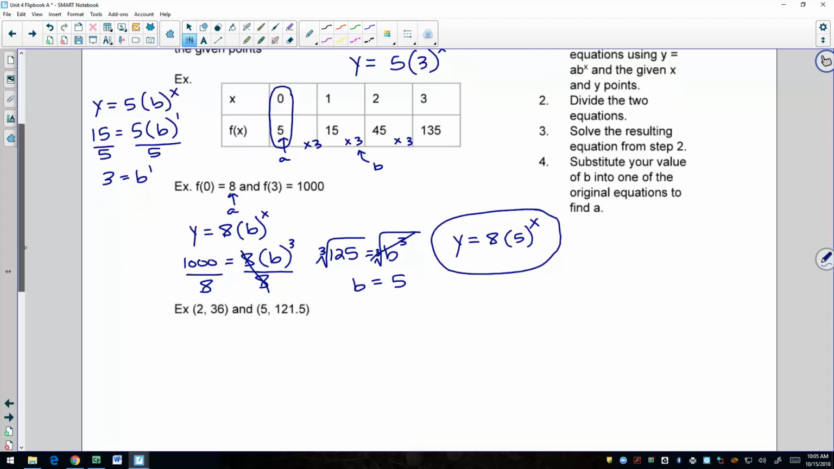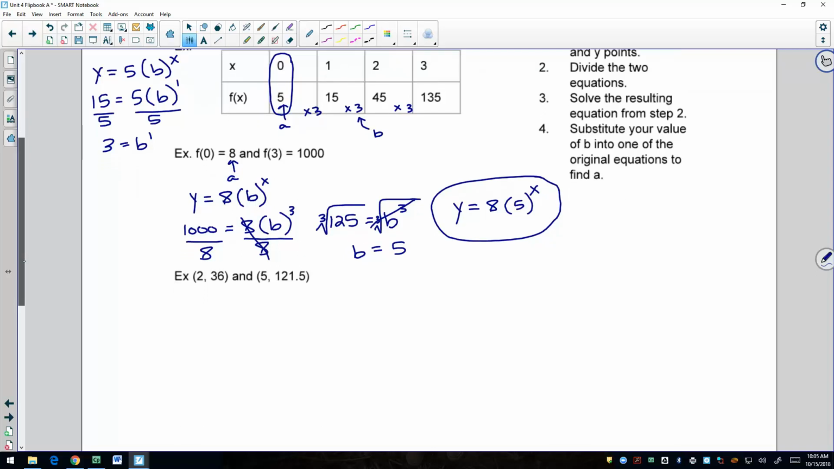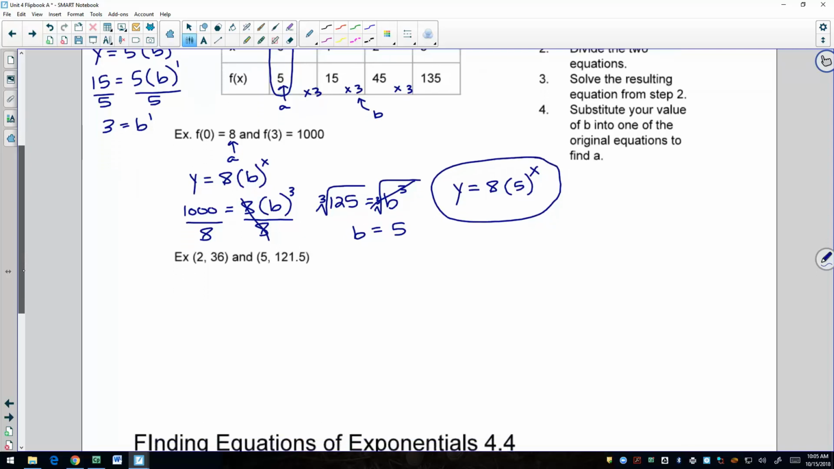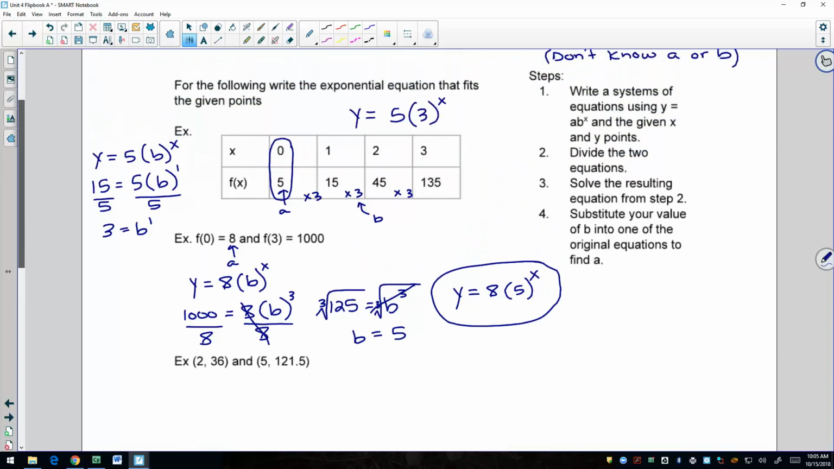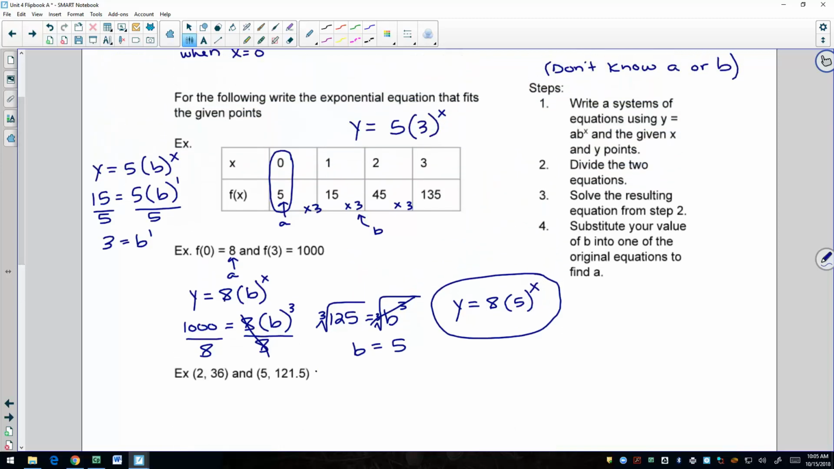Okay, so the last one, this is probably the one you'll see more often than not because they want to actually see you do a little bit more work. And this one you're going to have to follow these steps over here because you do not know what the y value is when x is 0. They did not tell you that initial value. You'll notice they gave you the value when x is 2, it's 36, and when x is 5, it's 121.5. They did not tell you what it was when it's 0.